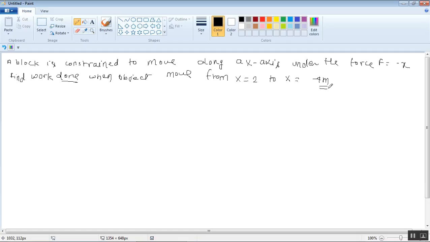Guys, the best way to solve such type of question is to draw the graph. First we draw the graph and then we try to solve the question, because this force is variable and it is quite a simple graph. This is my x-axis, this is my y-axis, and the graph will be something like this.